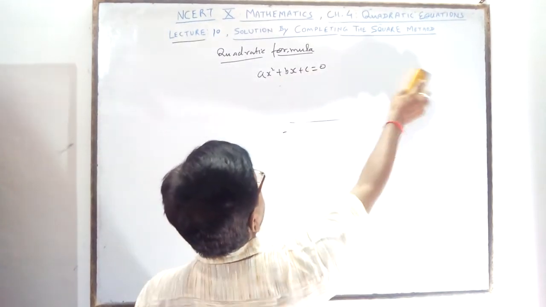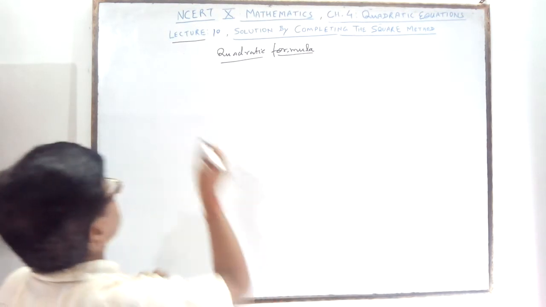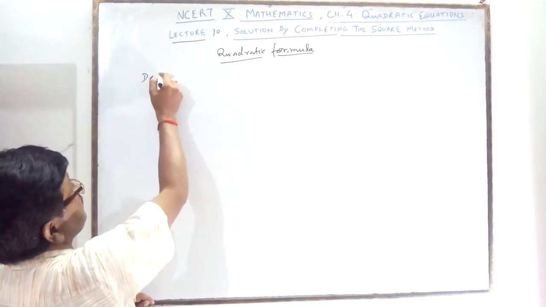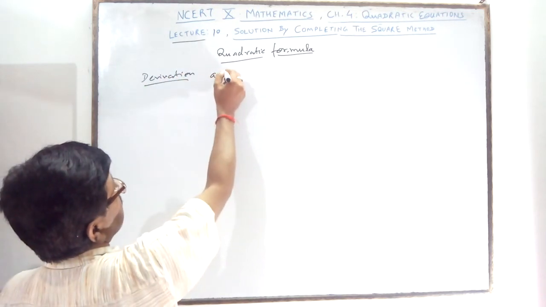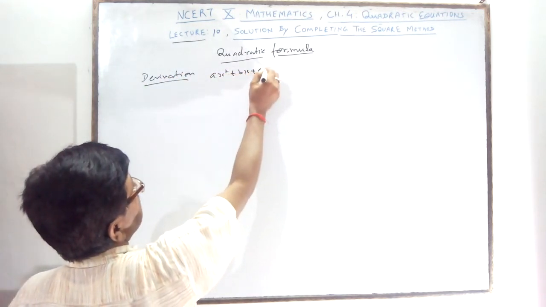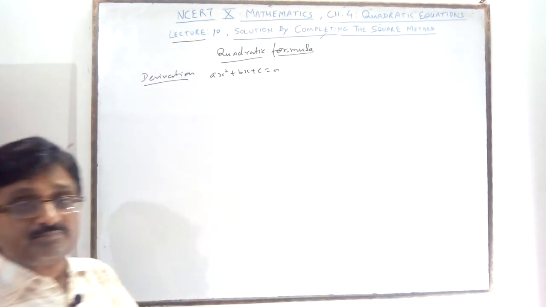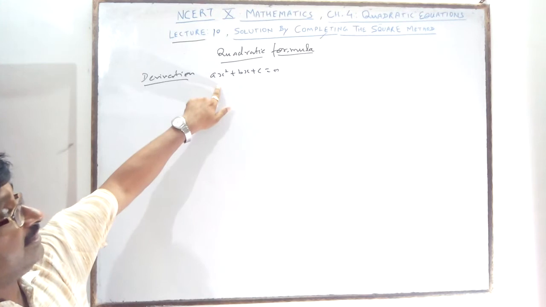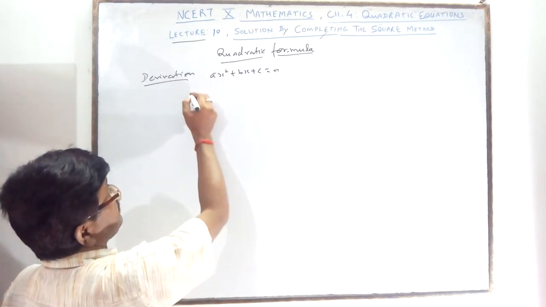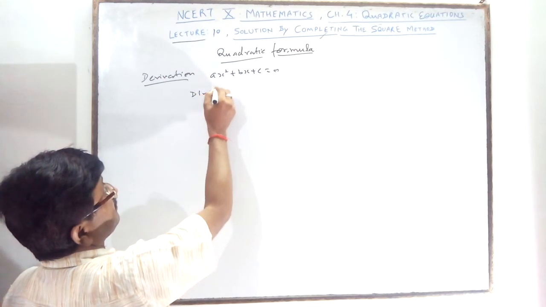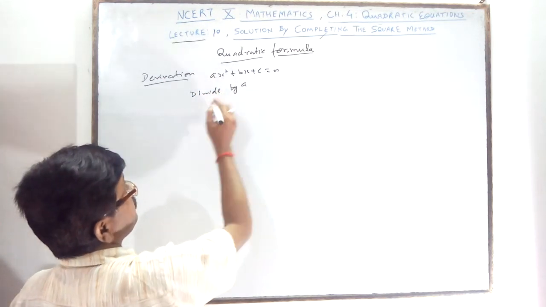It is derived from the standard equation. What is the derivation? It is based on ax square plus bx plus c is equal to 0, by completing the square. By the completing square method, you will derive this. You want a perfect square, so divide the whole equation by a.